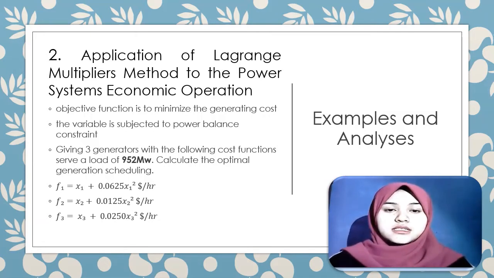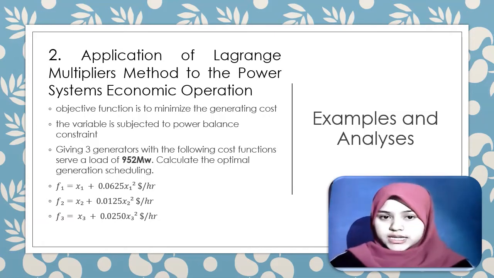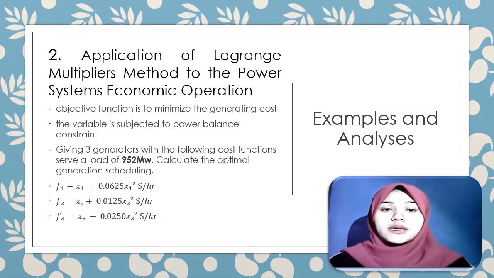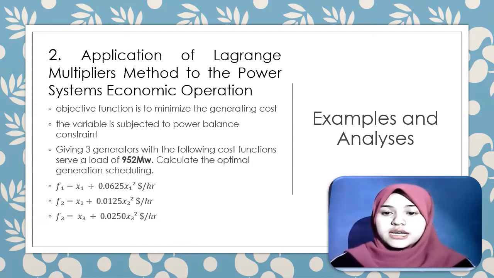In this problem, the objective function is to minimize the generating cost, and the variables are subject to the power balance constraint. We are given 3 generators with the following cost functions, serving a load of 952 megawatts. We have to calculate the optimal generation scheduling. F1, F2, and F3 are the cost functions of the 3 generators.